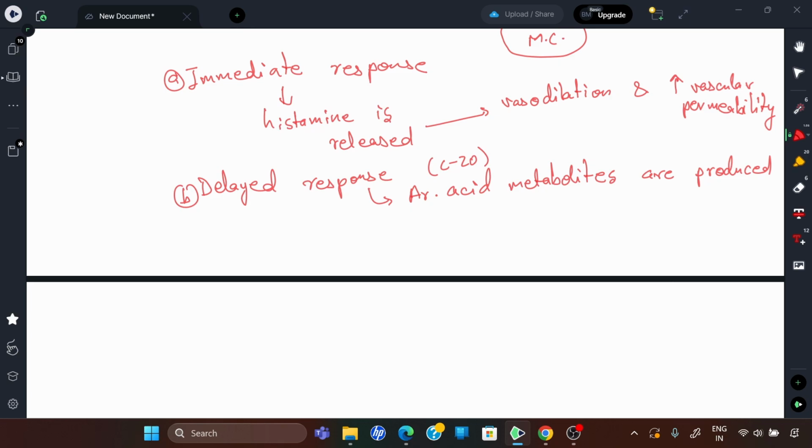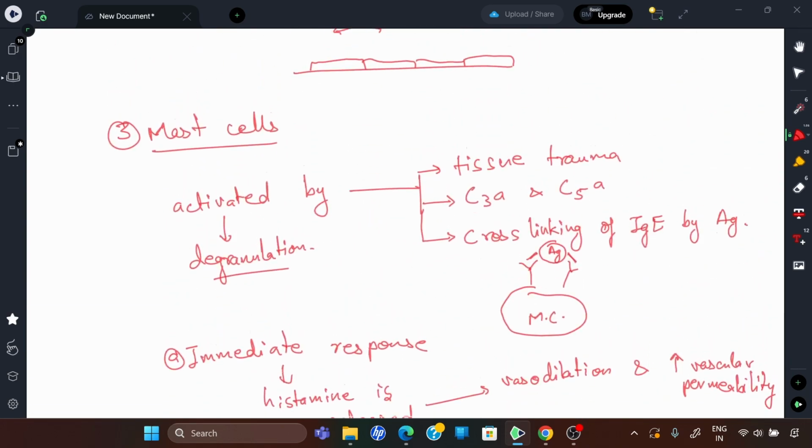So what happens in this delayed response is the production of these arachidonic acid metabolites, particularly the leukotrienes. The acute inflammatory response is maintained even after several hours. So the delayed response of mast cells helps in maintaining the acute inflammatory response after several hours. With this we conclude our discussion on mast cells.